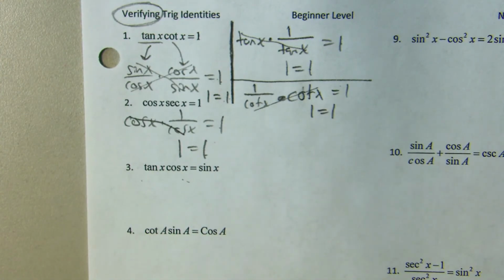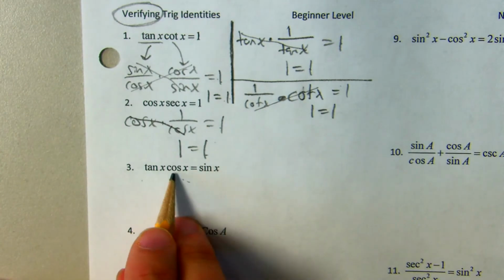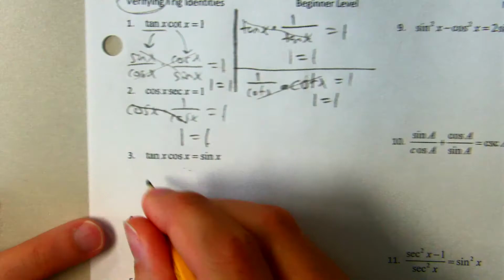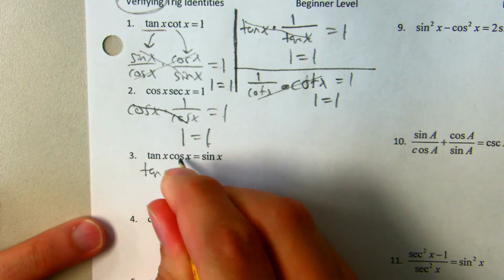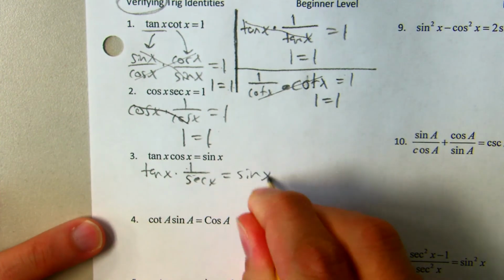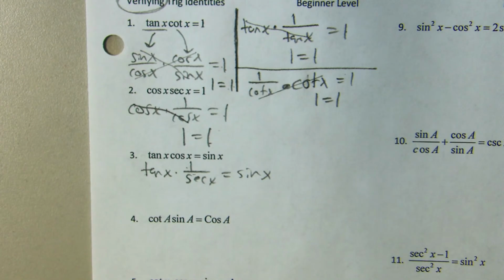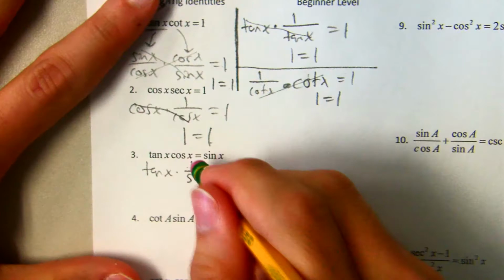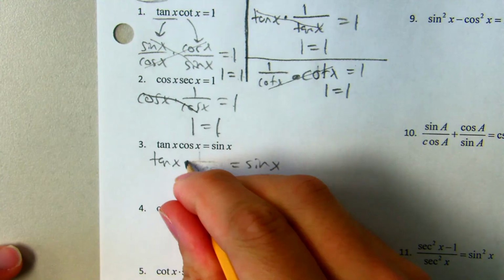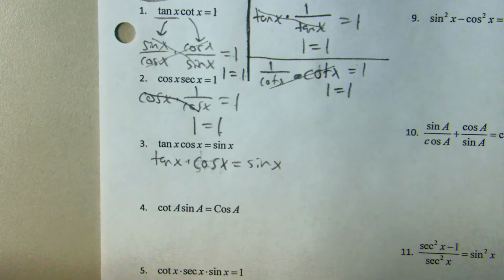Okay. So for number 3, tangent times cosine is supposed to be sine. You could say cosine is 1 over secant. That's not wrong. It's just that if you do that, it's not helpful. So then you have to say, okay, that's kind of like a dead end. Maybe instead of trying to rewrite cosine, I'll rewrite tangent.